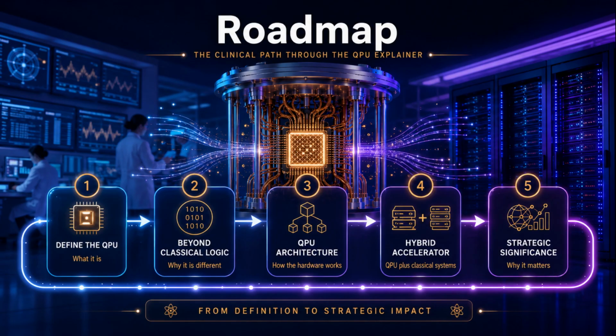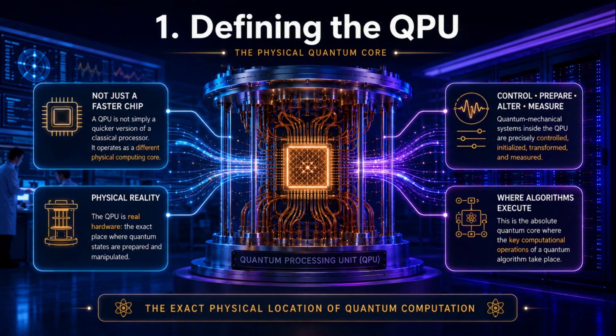Our roadmap for this explainer is strictly clinical. We'll start by defining the QPU, then move beyond classical logic, examine the architecture, look at the QPU as a hybrid accelerator, and finally discuss its strategic and economic significance. Section 1. Defining the quantum processing unit, the quantum core.